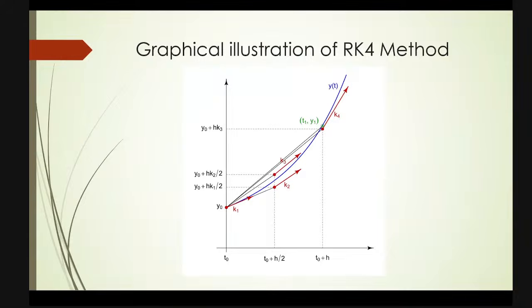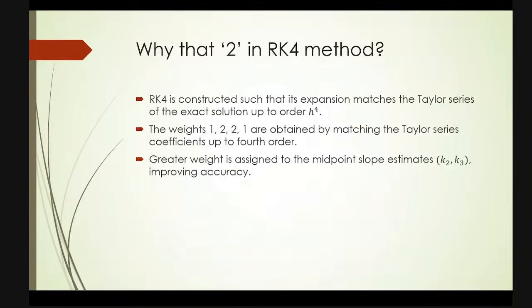So how are the weights of these slopes determined in RK4 method? Just like RK2 method, here also we compare the RK4 formula with the Taylor series of the original solution up to the fourth order, and we derive some general conditions for the coefficients of these slopes. Depending on the variation of the RK4 method that we use and the general conditions that we have, the weights of these K1, K2, K3 and K4 are determined. For example, for this variant of RK4 method, the classical RK4 method, the weights are 1, 2, 2 and 1 for the slopes K1, K2, K3 and K4 respectively.